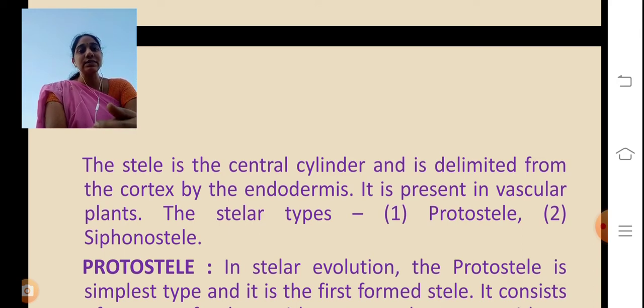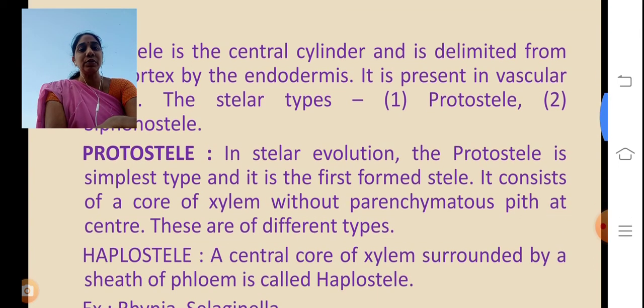So, stele is the central cylinder and it is present at the center of either a root or stem. The stele is present in the center. The stele has two types: protostele and siphonostele. What is protostele? In stellar evolution, the protostele is the simplest type and it is the first formed stele. So in lower vascular plants, we can see the protostele.